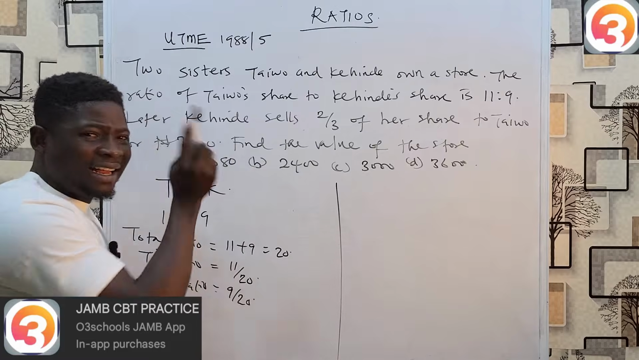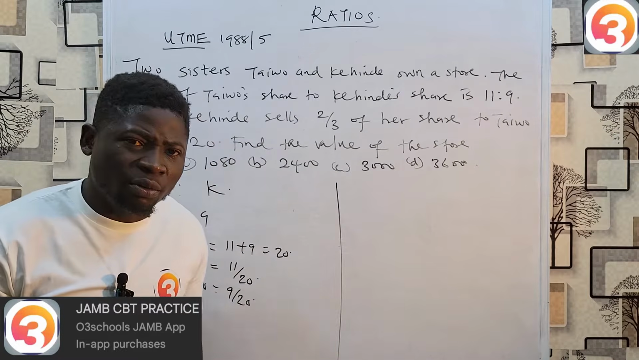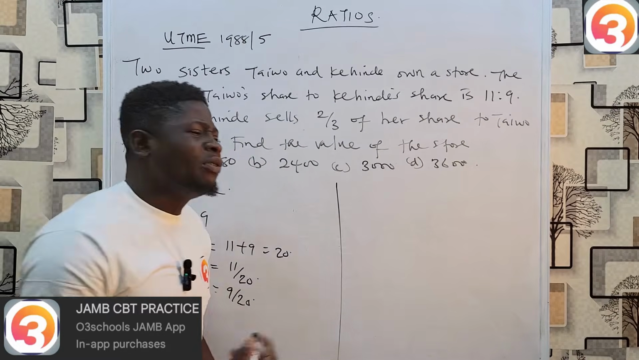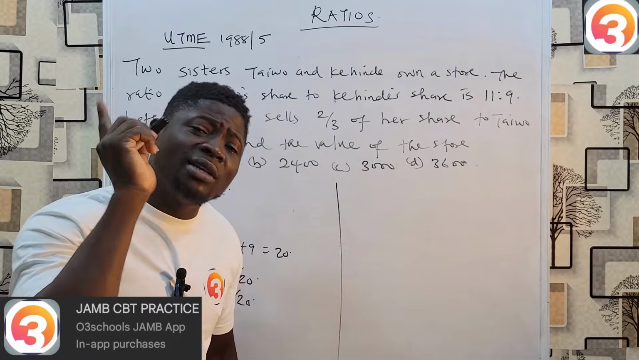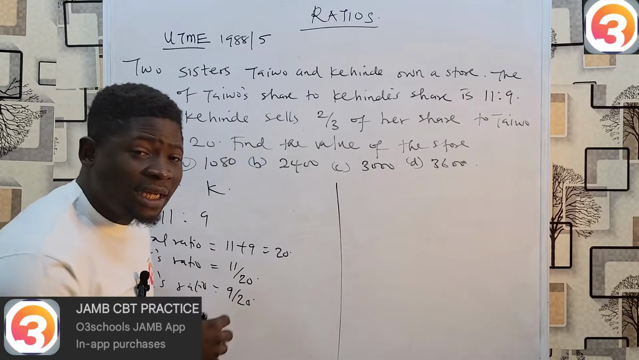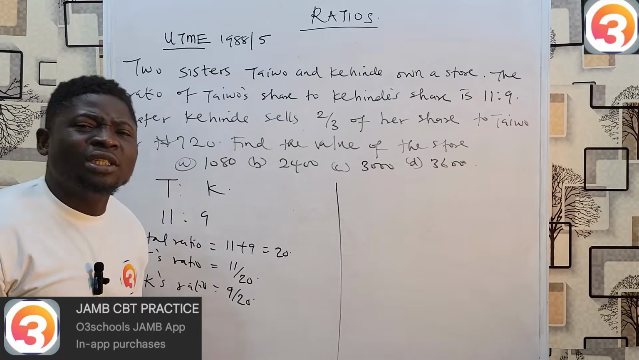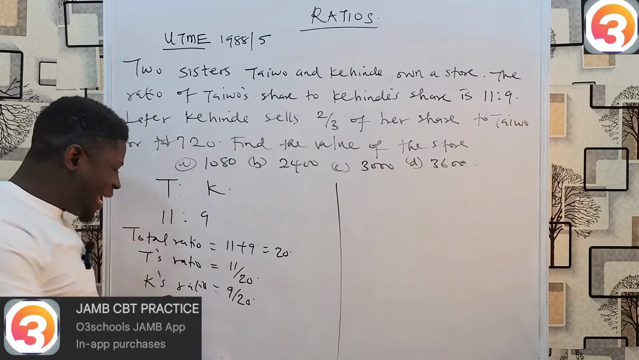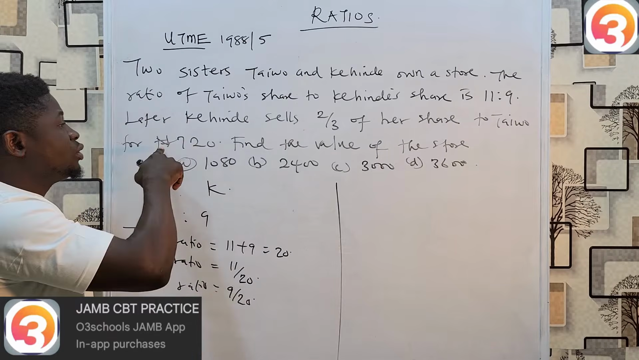They say later, Kende sells 2/3 of her share to Taiwo at 720 naira. So at that point, maybe Kende was facing some financial constraints. She decided, I have an investment somewhere. My sister, will you buy 2/3 of my share for so and so amount? Taiwo agreed because she was liquid. So she bought 2/3 of Kende's share, which is 9 over 20.